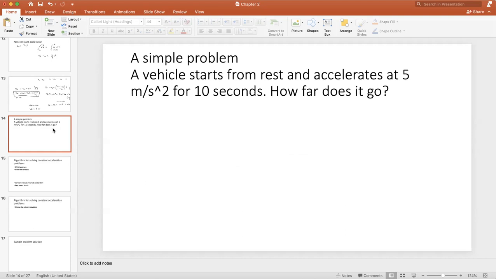And we already kind of did this one, but I want to do it as a sample problem. And we're going to get way more difficult, but for now, as a sample problem to understand how we solve these problems. Okay. So we're told that a vehicle starts from rest, accelerates at 5 meters per second squared for 10 seconds, and we want to know how far does it go. Okay. It doesn't look like there's a lot there. There is a lot there.